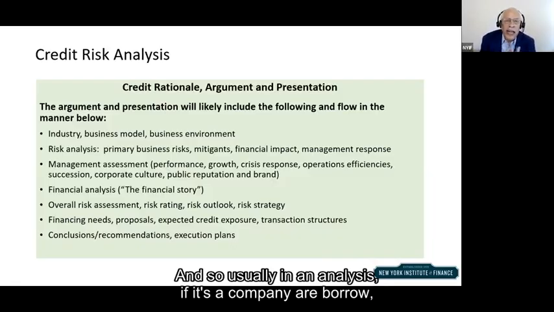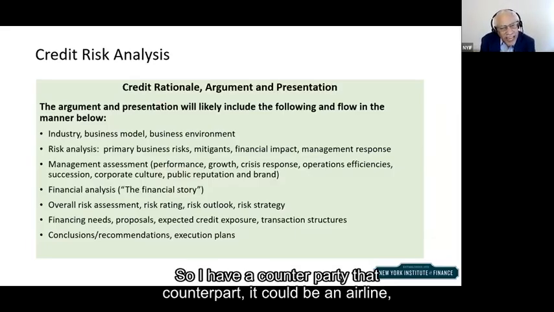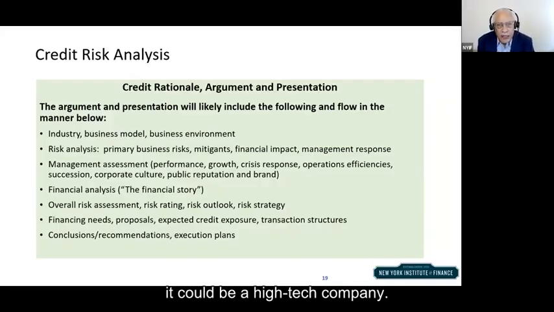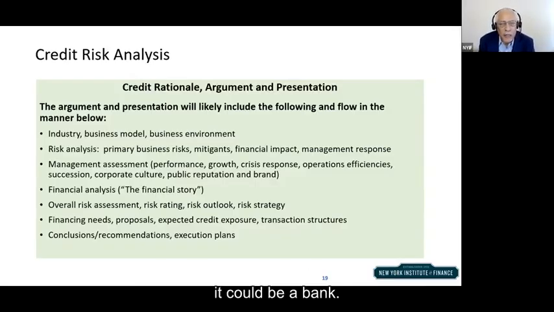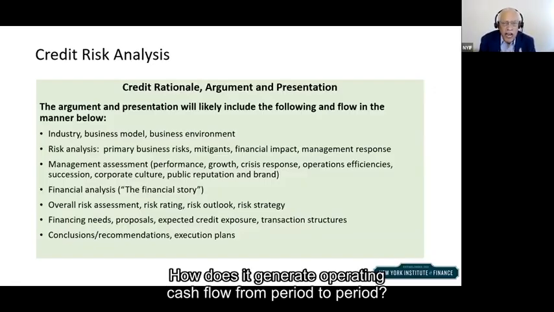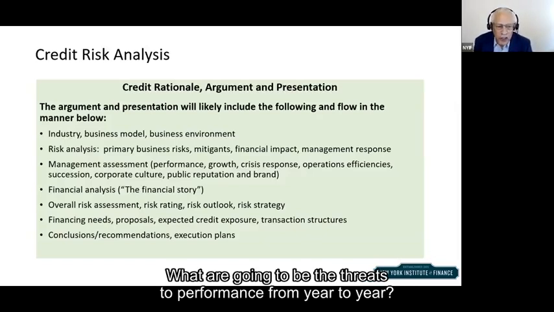And so usually in an analysis, if it's a company, our borrower, what we want to see is in what industry does it operate? What is the business model? So I have a counterparty. That counterparty could be an airline. It could be a high-tech company. It could be a social media company. It can be a consumer products company, or it could be a bank. I want to understand the business model. What is this business environment? How does it make money? How does it generate operating cash flow from period to period? What are the risks? What are the threats to performance from year to year?